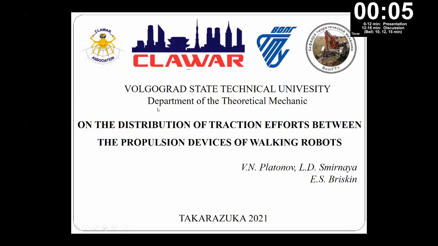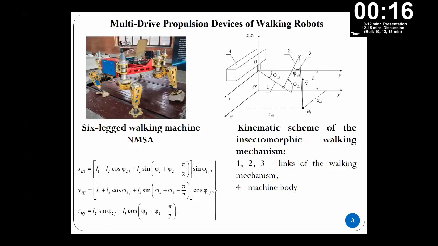Dear colleagues, I'm glad to see you. I want to present to you my report about the distribution of tension efforts between the propulsion devices of walking robots. A feature of transport machines in general and mobile robots in particular is the use of several propulsion devices as traction mechanisms that provide movement. The coordinated operation of such mechanisms is ensured by the use of various devices and control systems. An example is automobile differentials of various types, which serve to regulate the flow of engine power to two or more propulsion devices of a car, for example.